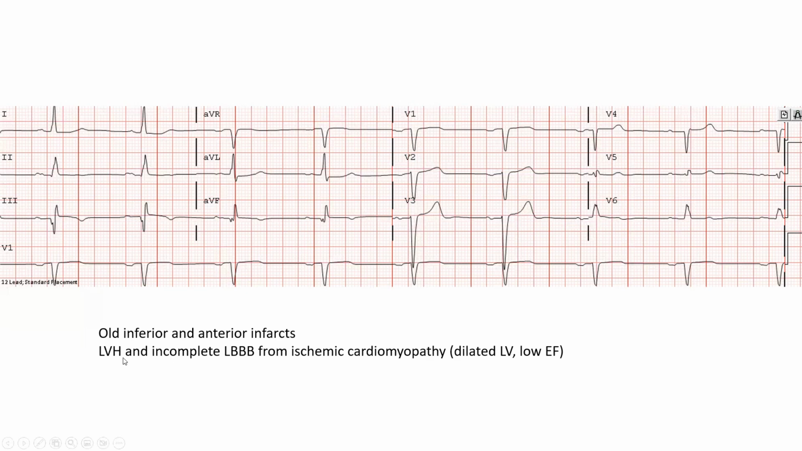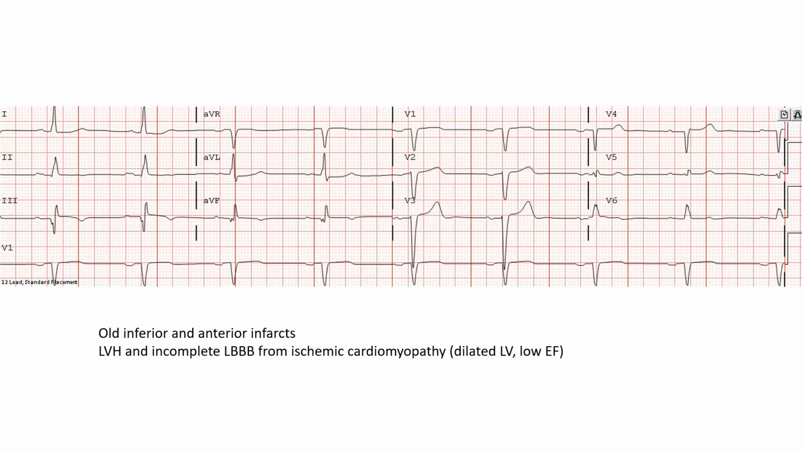So in this particular patient, LVH is driven by eccentric hypertrophy and LV dilatation itself. It's not the concentric hypertrophy of hypertensive heart disease. And you can tell by looking at the EKG. You can already tell this patient has low EF from an ischemic cardiomyopathy.